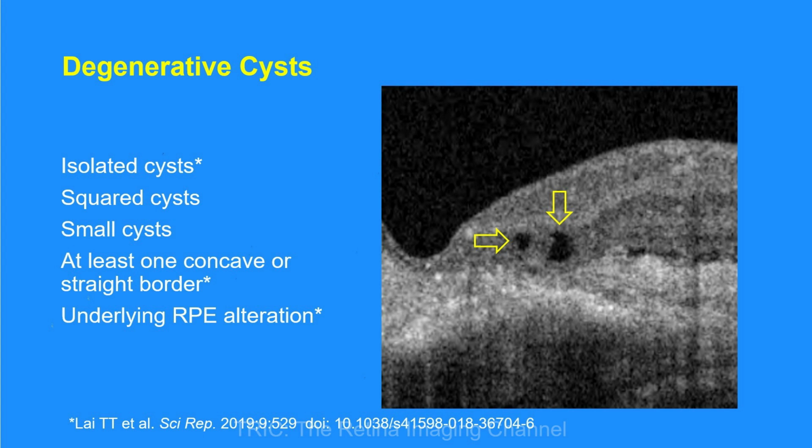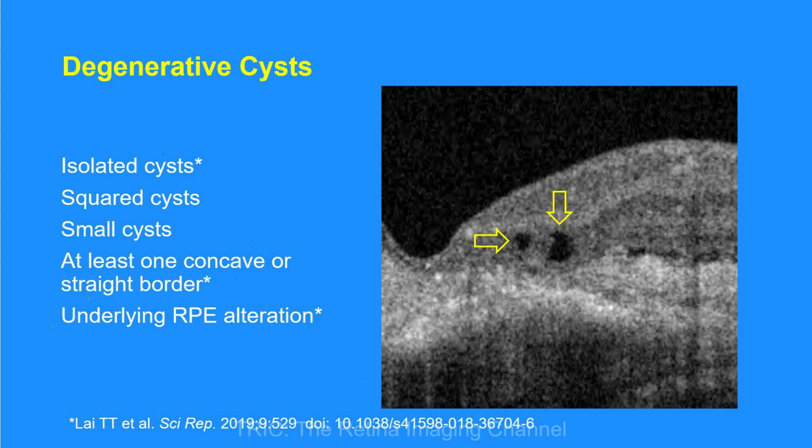So these cysts are isolated, they are squared ones, they are smaller in size, and a characteristic feature of these degenerative cysts is that at least one of the borders of the cyst is either concave or straight. So we can see that the larger cyst here has a straight border. Similarly, the smaller cyst also has a little straight border towards the fovea.